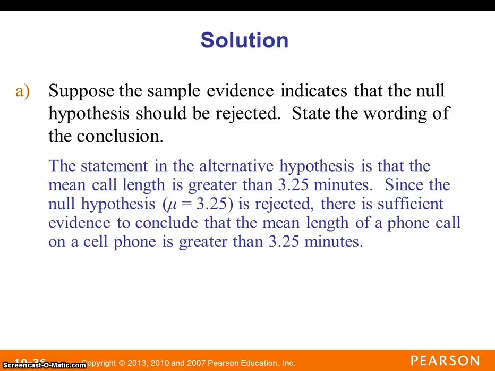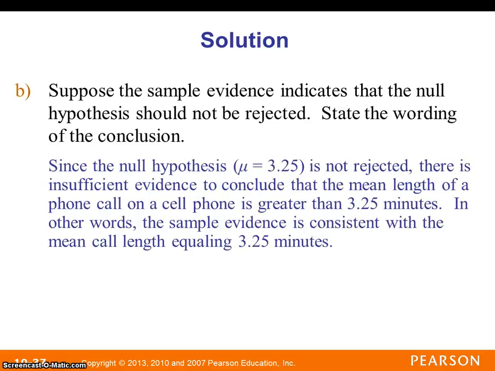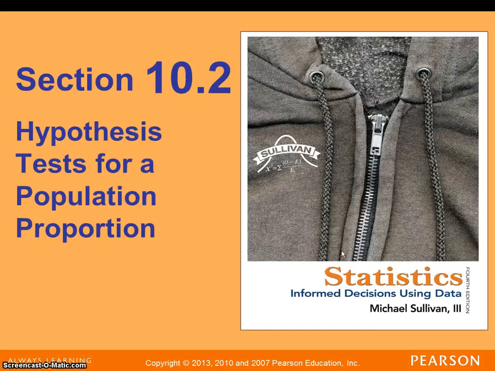So A, in this case, you would say that the statement of the alternative hypothesis is that the mean call length is greater than 3.25 minutes. Since the null hypothesis is rejected, you would say there is sufficient evidence to conclude that the mean length of a phone call on a cell phone is greater than 3.25 minutes. For the second example, you would say that the sample evidence is consistent with the mean length of equal to 3.25 minutes.